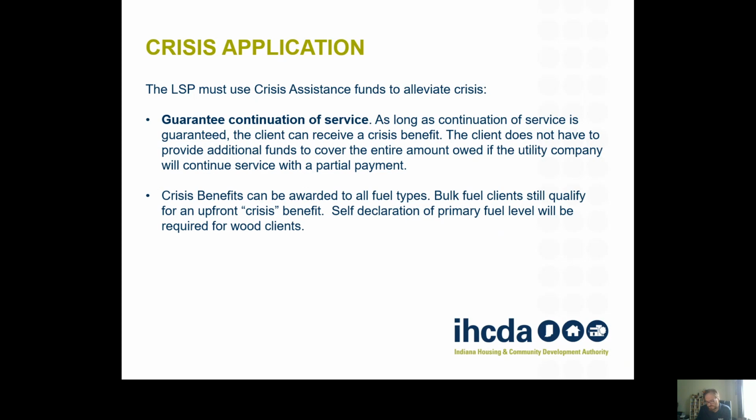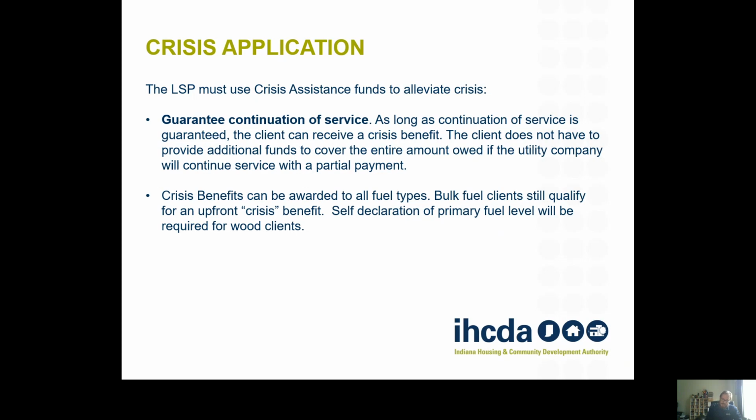So what that means in a nutshell is, say an applicant comes in and they have a disconnection amount of $300 on their gas bill. Obviously, if we give them the full $200 crisis benefit, they're going to qualify for regular benefit, which is going to be at least a couple $100. So that benefit will absolutely cover their entire disconnection amount.